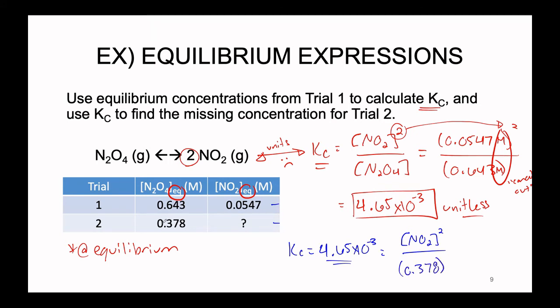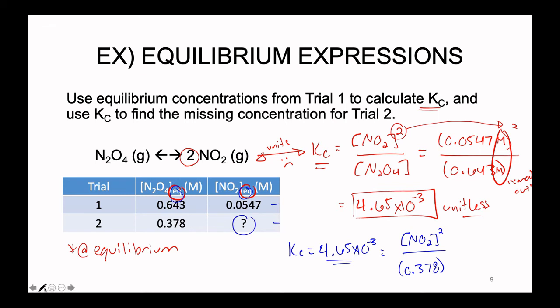0.378 is now this new concentration in trial 2. We don't know what the concentration is of the product, but given that this reaction has reached equilibrium, as we are being told by these little subscripts of an EQ here, we can use our equilibrium constant to rearrange and solve for the concentration of NO2.